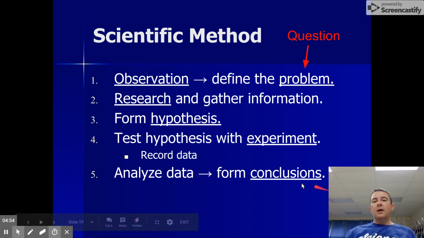Or you say in your conclusion that the data did not support the hypothesis, and therefore we're going to reject that hypothesis.